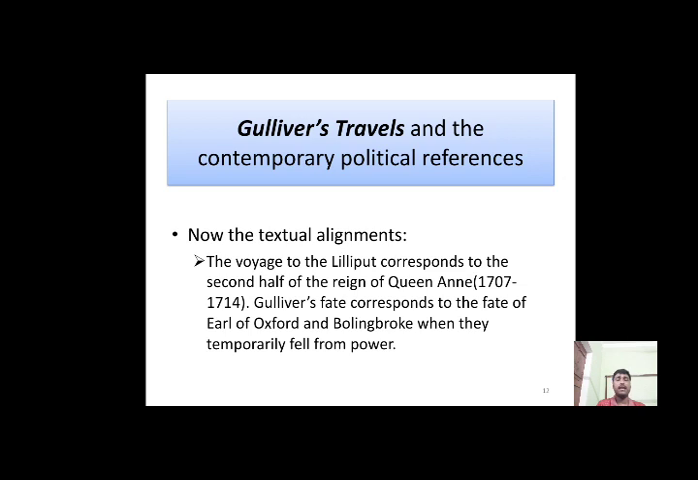Now, commentators and critics have pointed out that the voyage to Lilliput corresponds to the second half of the reign of Queen Anne. That is, second half means 1707 to 1714. I repeat, Queen Anne's reign is from 1702 to 1714, but the second half actually refers to 1707 to 1714. Now, Gulliver's fate corresponds to the fate of the Earl of Oxford and Bolingbroke when they temporarily fell from power.